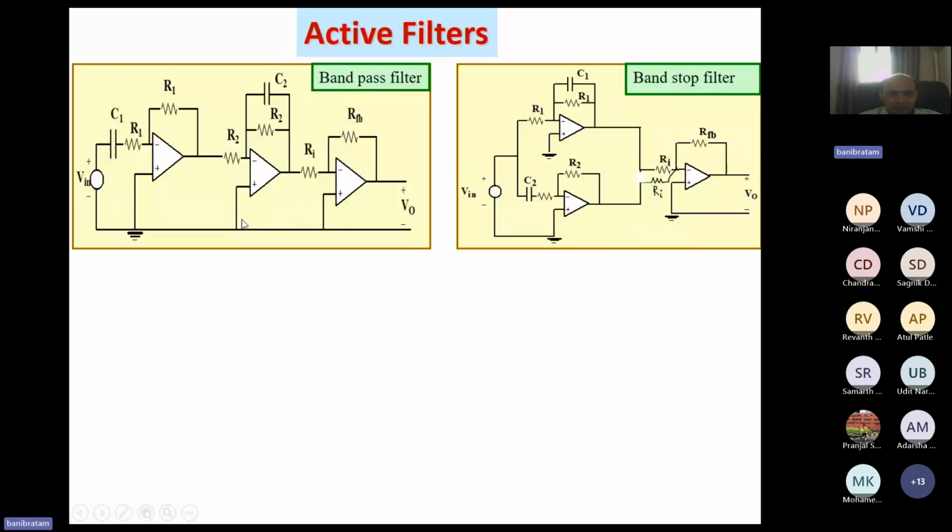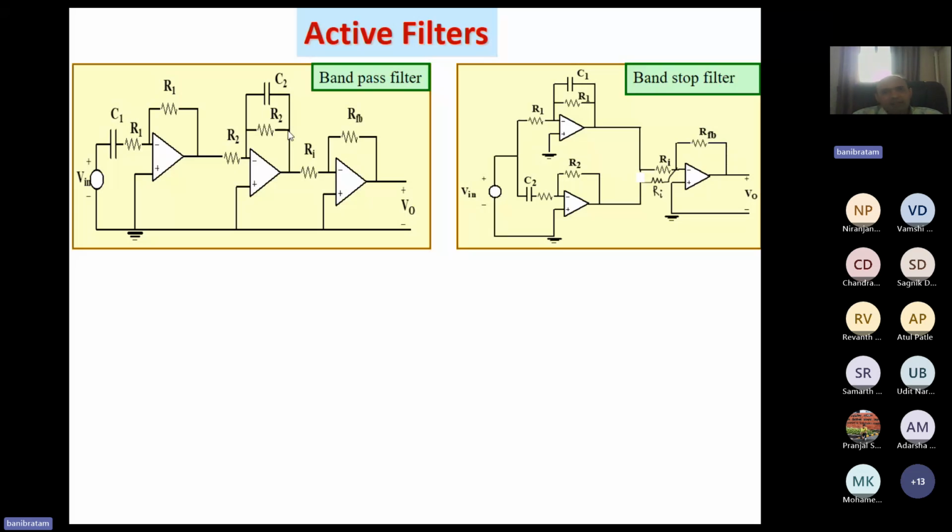And related to this band pass filter, we discussed that if I want to design some band pass filter with a cutoff bandwidth of 100 Hz to 500 Hz, and a gain of, suppose, 100, then how to proceed? So those aspects also we have discussed in the last class, right?